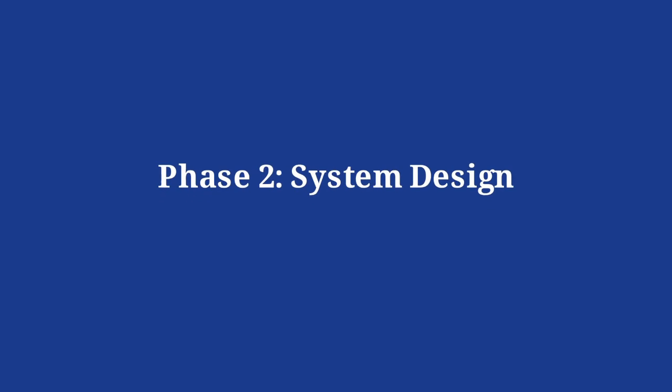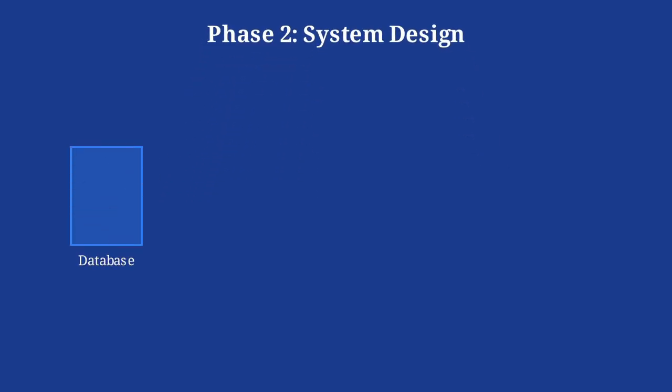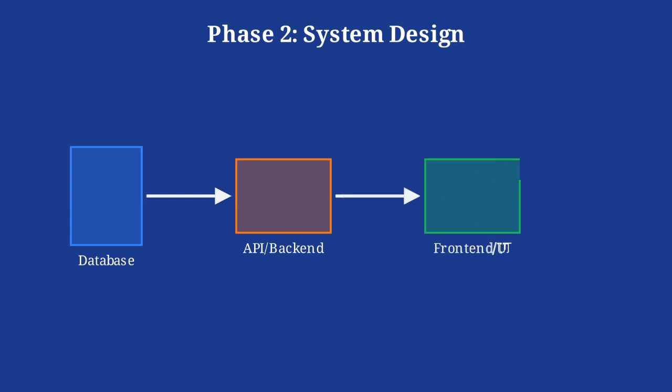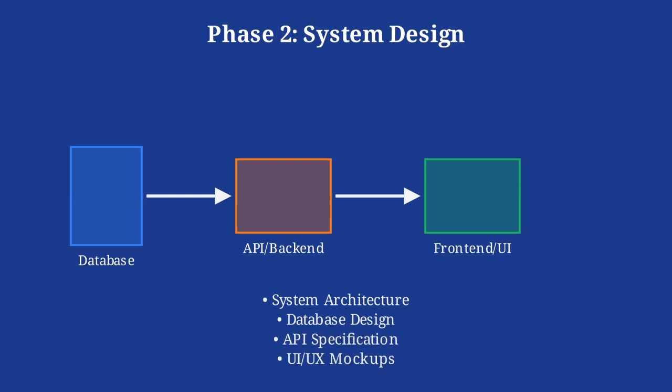Phase 2: System design. Now that we know what we're building, it's time to figure out how we're going to build it. This is where system design takes center stage. We start by creating the system architecture. Here we can see how different components work together. The database stores our information, the API and backend handle business logic and data processing, and the front end provides the user interface. During design, we also create database schemas, write API specifications, and develop UI and UX mockups. Think of this phase as creating the blueprint before we start construction.